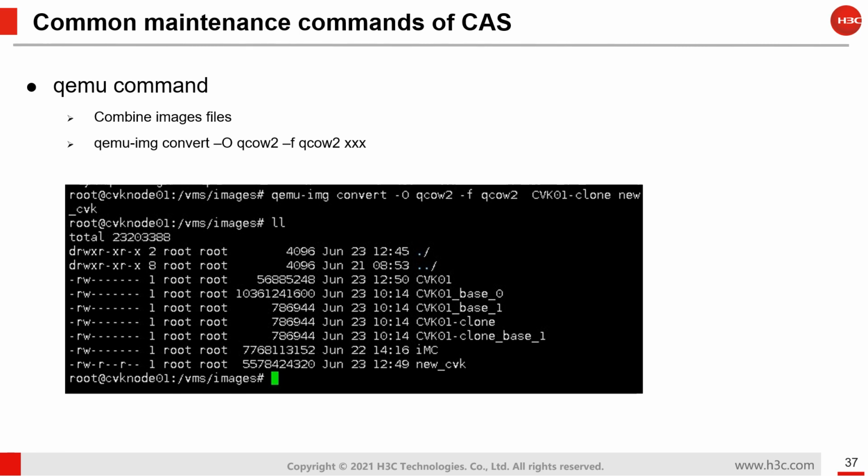We run qemu-img convert -O qcow2 -f qcow2 CVK01 clone and the new CVK. When we run this command, it will create a new image file named new CVK. We can run ll to check the files in this directory, and the new file is created in this directory, and its name is what we said, new CVK.